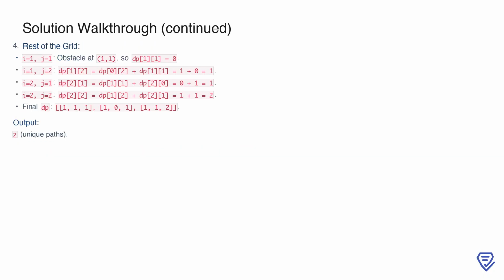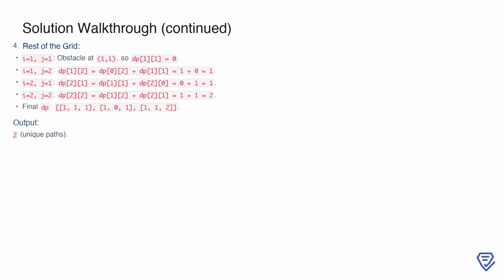To handle the rest of the grid, we calculate paths for each cell, skipping any cells where obstacles are present. For example, at DP[1][1], we set the value to 0 because it's an obstacle. For other cells, the value is computed as the sum of the paths from the top and left cells, but only if those cells are accessible.